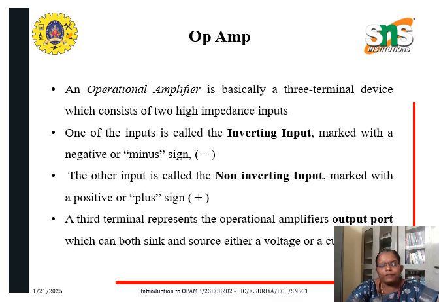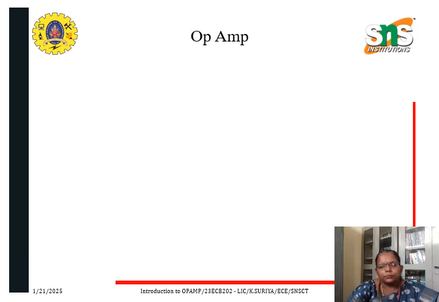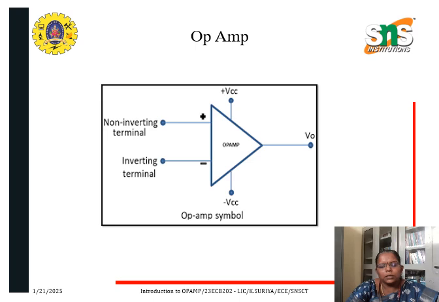An operational amplifier is basically a three-terminal device. It consists of two inputs. One is the inverting input and the other one is the non-inverting input. The inverting input is represented by a negative sign and the non-inverting input is represented by a positive sign. Apart from this, one more pin is the output port, which can both sink and source either a voltage or a current. This is the circuit diagram of an operational amplifier.